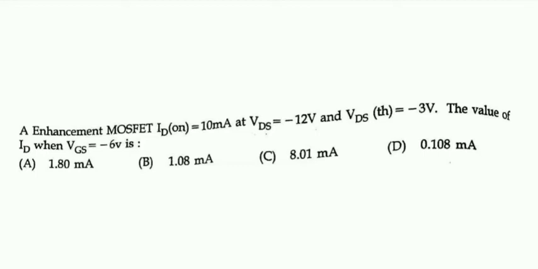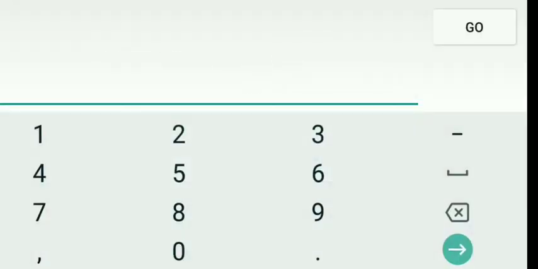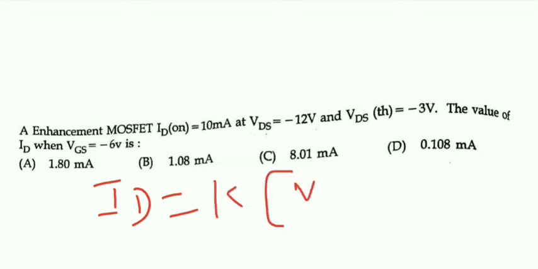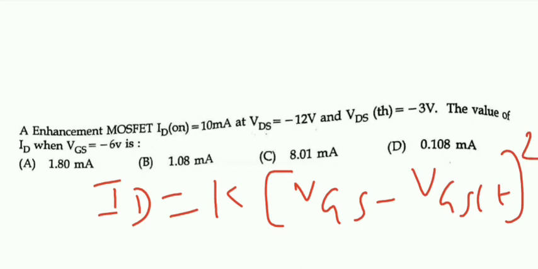So we know that in MOSFET ID is equal to K into (VGS minus VGS threshold) whole square. This is the formula for ID. But here they didn't give VGS. I think it must be VGS only. So please change this into VGS. The question may be wrong or wrongly typed.